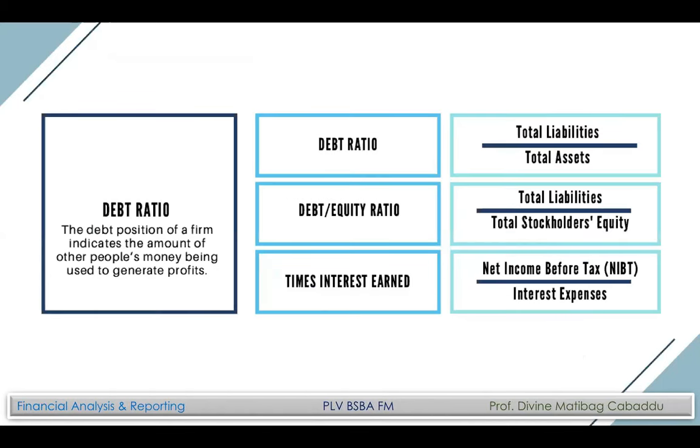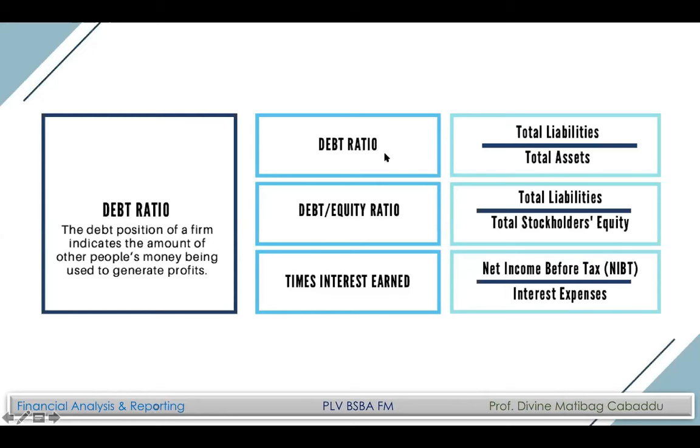And the next, we have debt ratio. It talks about the amount of other people's money being used to generate profits. It's also known as leverage. It's also known as capital structure ratio. Okay, it measures if the company has the ability to pay its long-term obligations. So those ratios included here are debt ratio, debt equity ratio, and times interest earned.